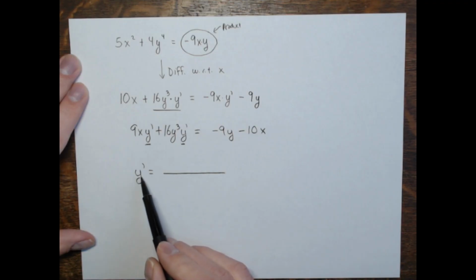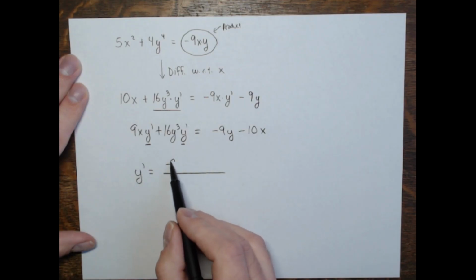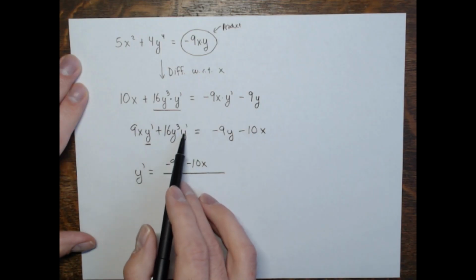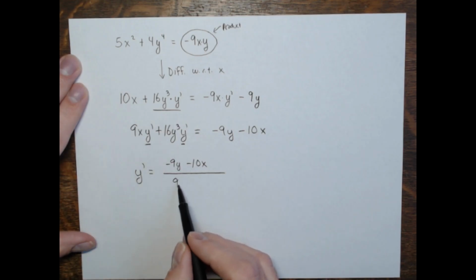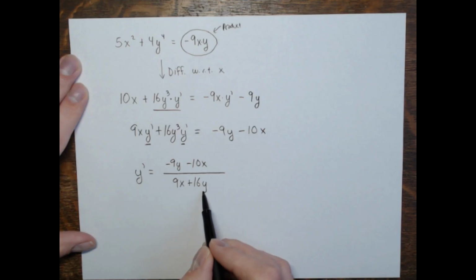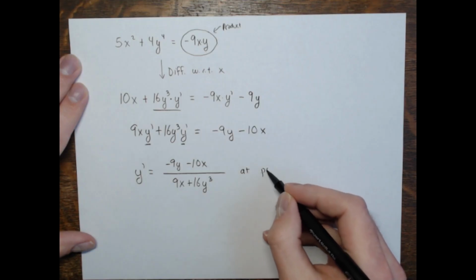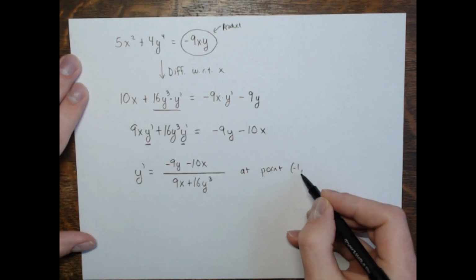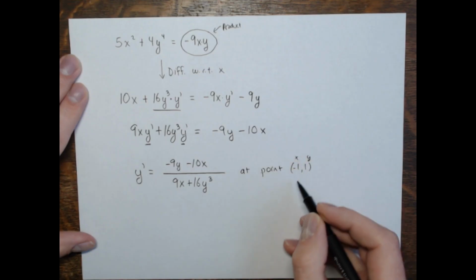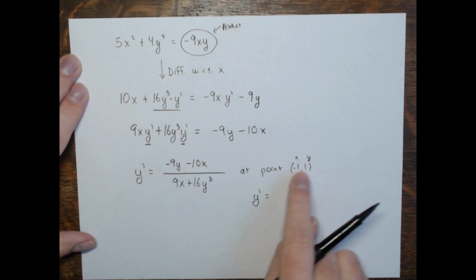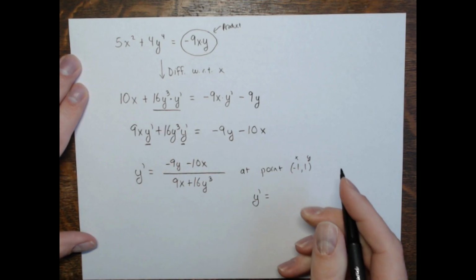So the derivative at any point for this figure 8 graph, this lemniscate, y prime would be negative 9y minus 10x in the numerator. And then again, factoring y prime out, dividing by 9x plus 16y cubed in the denominator. Now, we are at the point where x is negative 1 and y is 1, right? So I go through this and replace x with negative 1, y with positive 1, and we should get our slope.